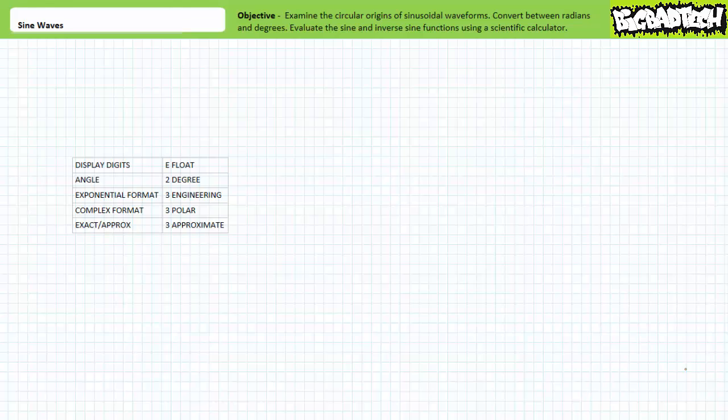The first F1 screen has four options that need to be set up properly: display digits, angle, exponential format, and complex format. Walk down to the display digits using the down arrow key and then press the right arrow key to access the menu. There should be a list going from 1 to C. Walk down the list using the down arrow key. The option I'll choose is E, float. Not float 1 or float 12, straight up float. Option E, between D fix 12 and F float 1. Press enter to save this option.